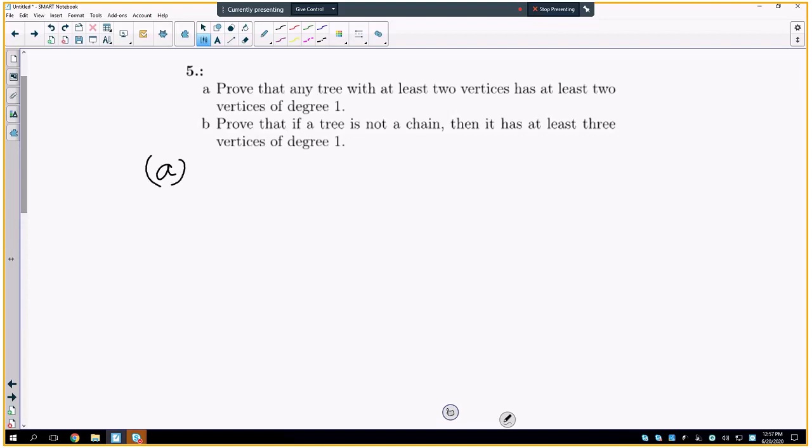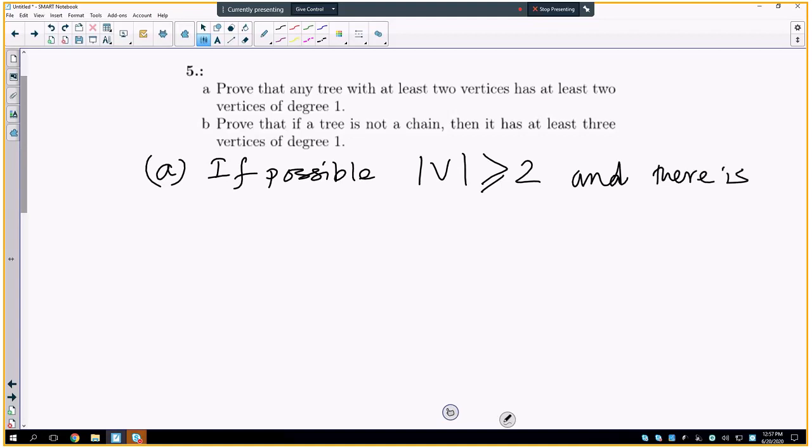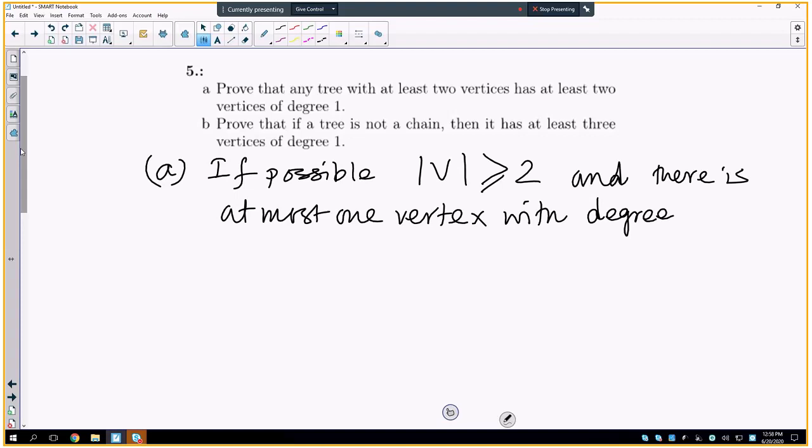And I'm going to do it by contradiction. So I'm going to say, if possible, the number of vertex set is greater or equal to 2, and there is at most one vertex with degree 2 or less. So what did I say so far?